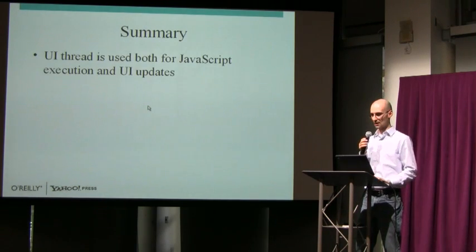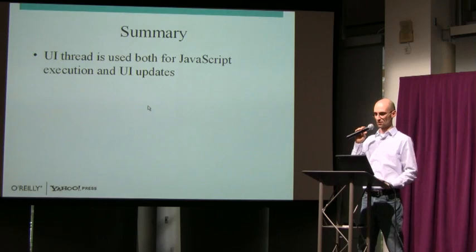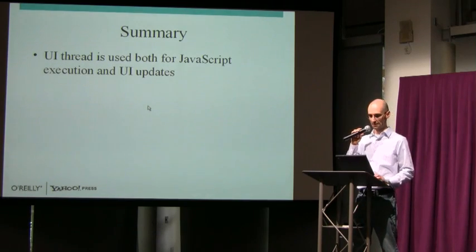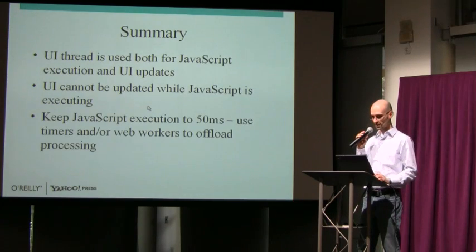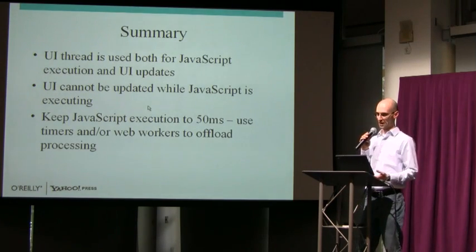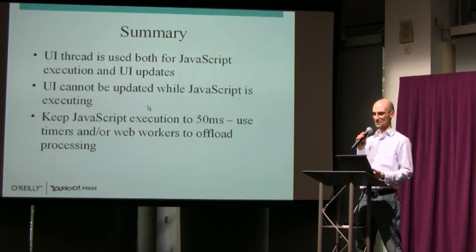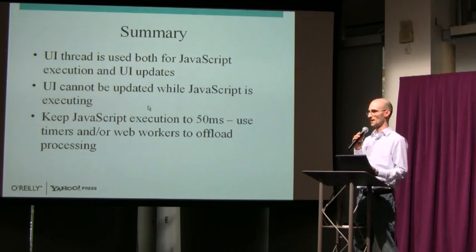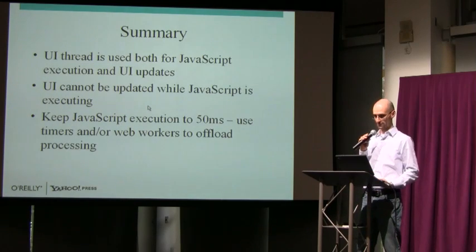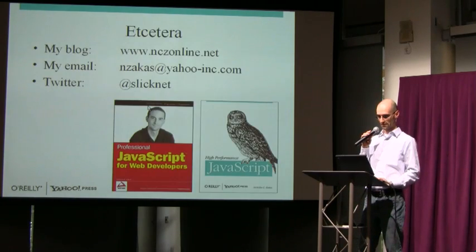So in summary, the UI thread is used for both JavaScript execution and UI updates. UI cannot be updated while JavaScript is executing and vice versa. Try to keep your JavaScript execution time to 50 milliseconds or less. And you can use timers or web workers to offload some of that until later if you're trying to do too much.